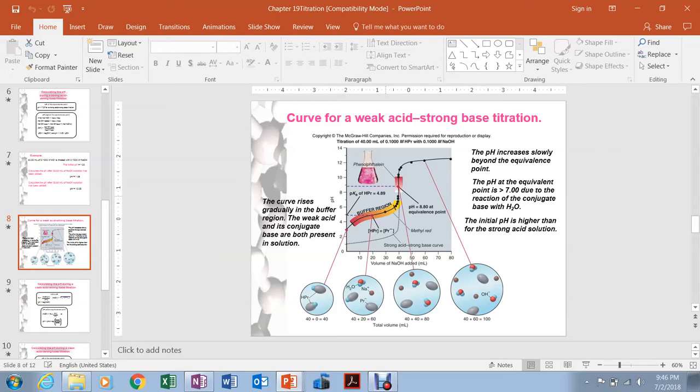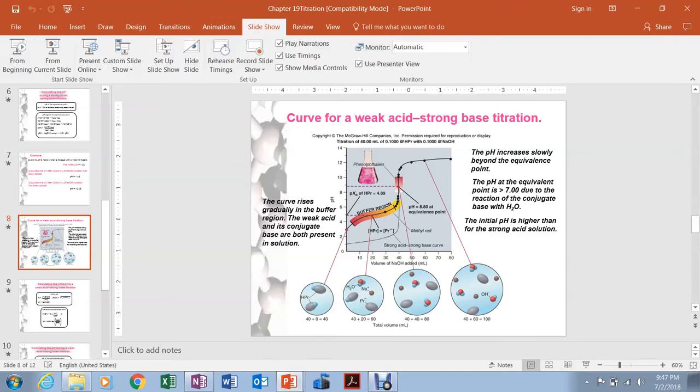You start, but there's a buffer region. Why? Because when you're getting a weak acid, remember the concept of buffer: if it's an acidic buffer, a weak acid and its conjugate base. So in this area, you're going to have the weak acid and its conjugate base. Here it is. In the midpoint, the concentration of the acid is equal to the concentration of the conjugate base.